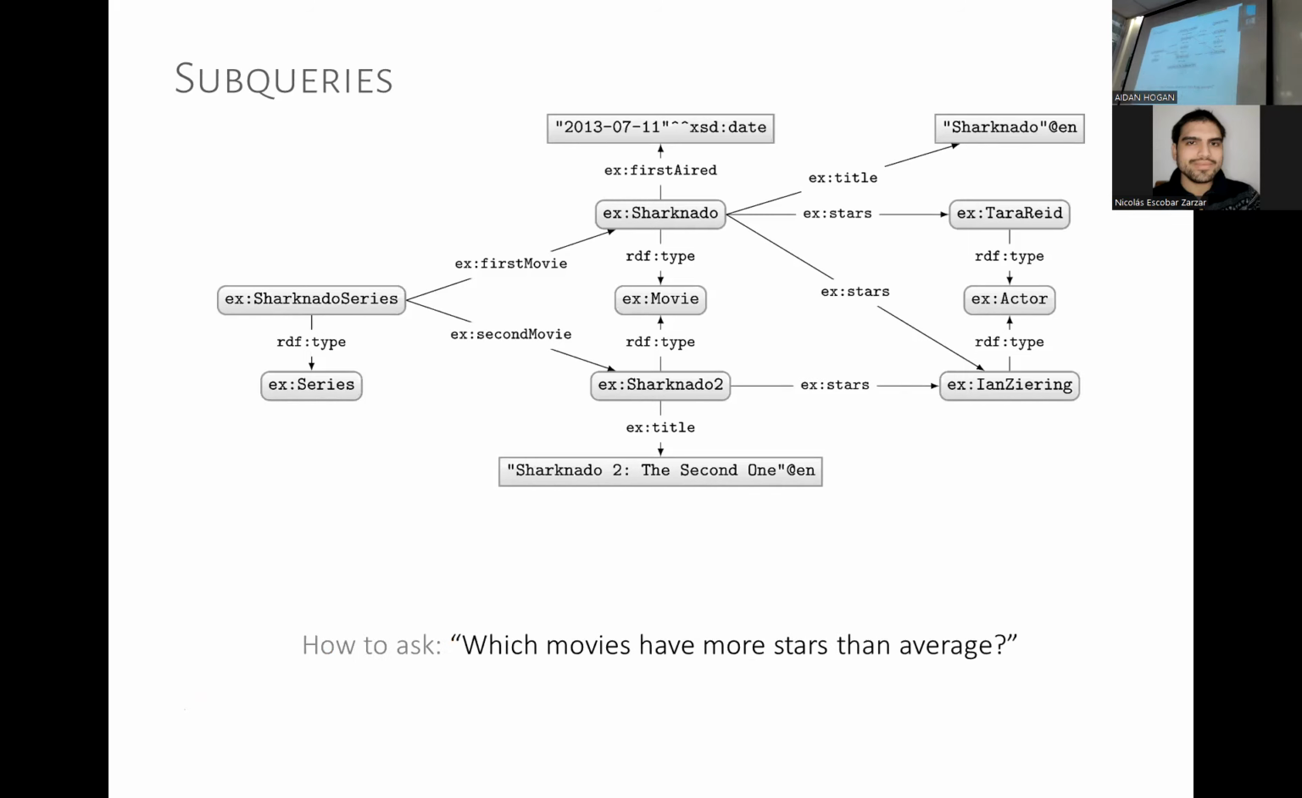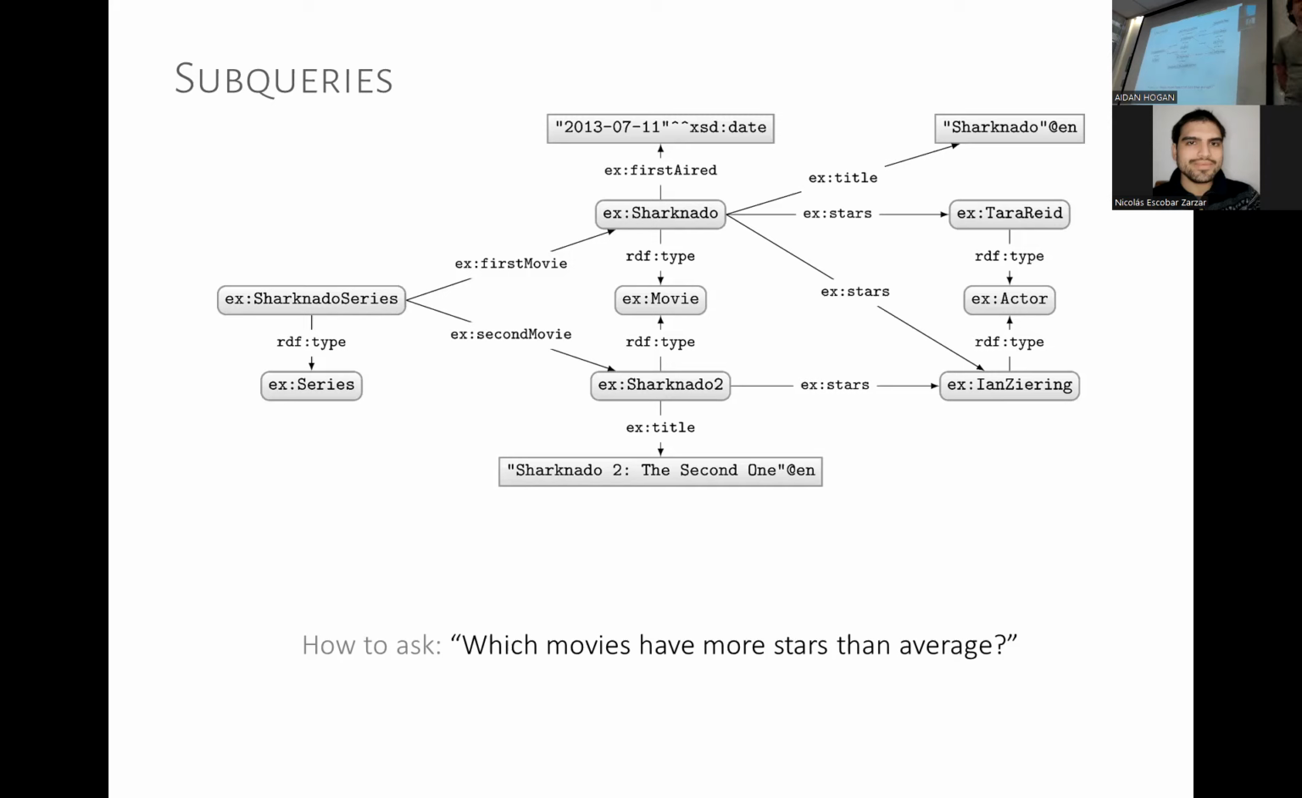Which movies have more stars than average? We would do this in the same way as SQL, maybe leaving aside window functions, if we assume that there are no window functions in SQL, and there are no window functions in SPARQL. How would we do this in SQL? Or how do we do this in SPARQL equivalently? So which movies have more stars than average?